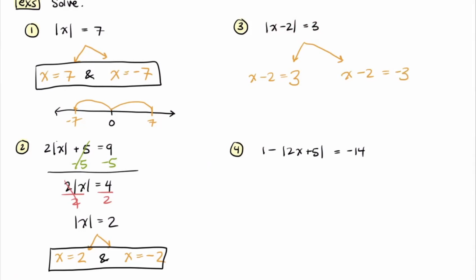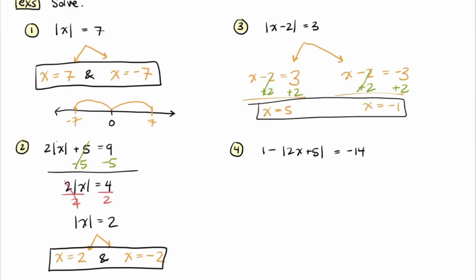Now here we have to do a little more work. We'll have to solve each of these. So we'll do plus 2 to this first equation. That gives us x equals 5. Same thing, plus 2 to the other equation. And that gives us x equals -1. So these are our solutions to this equation. Both of these will work, 5 and -1.